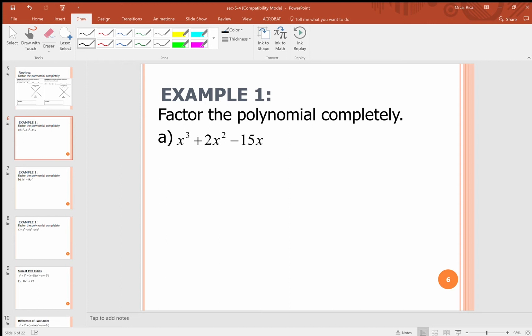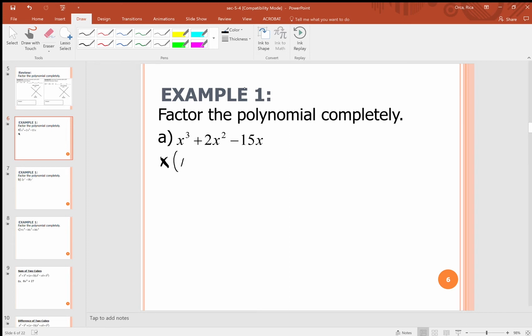Let's get started. In this example, we have x to the third plus 2x squared minus 15x. Notice how in each term we have an x. Let's go ahead and put the x aside. That x is going to be our GCF, our greatest common factor.